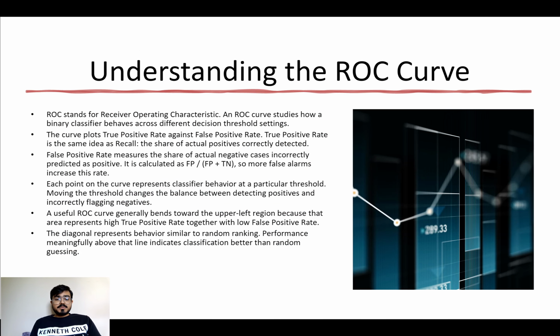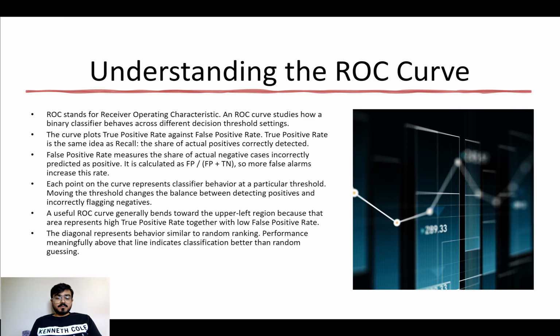ROC stands for receiver operating characteristics. Although the name sounds technical, the main idea is actually quite simple. The ROC curve shows how the performance of a classification model changes when we adjust the decision threshold. Instead of looking at only one prediction's results, the ROC curve allows us to see the model's performance across many different threshold values. The graph compares two important measurements.